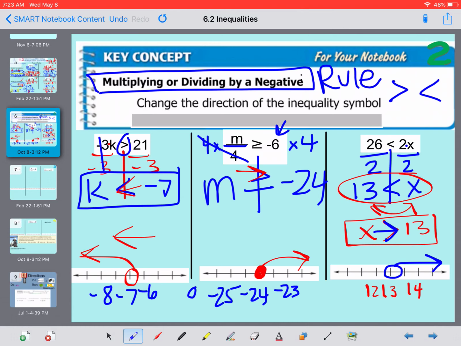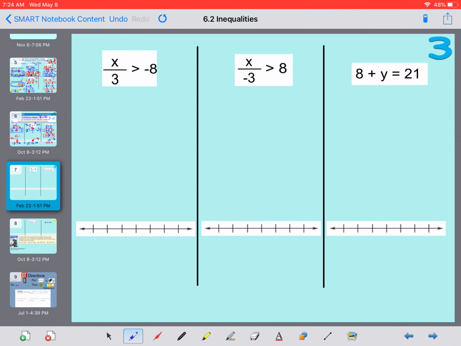All right, let's flip over to the back side and do a couple more problems with division. Solving this inequality, this one says divide by 3, so the opposite would be multiply by 3. Those eliminate. We have x. We have negative 24 on this side, and our symbol stays the same because we multiplied by 3. We did not multiply by a negative. Okay? Our symbol's not flipping.